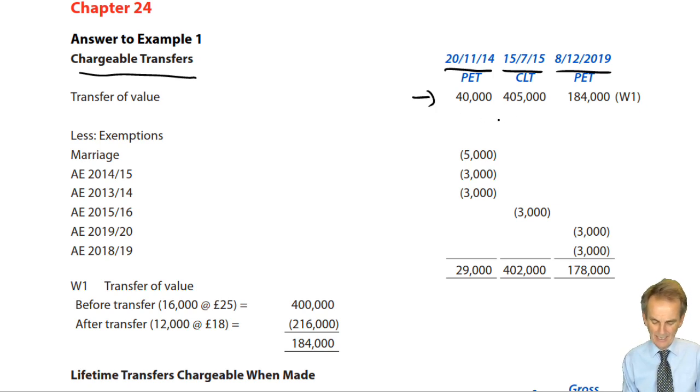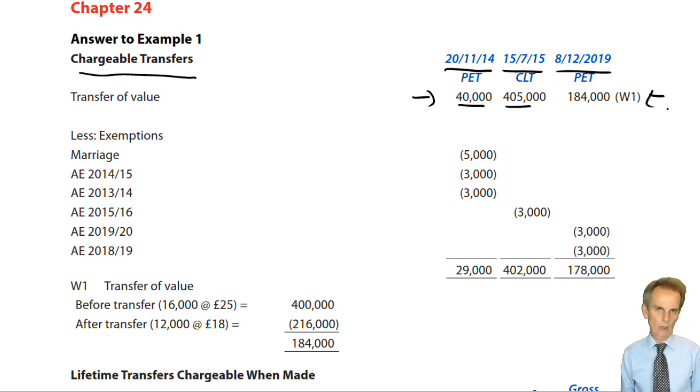Those, of course, in the case of the PET on November 14 and the CLT July 15, are cash figures given directly within the question. This one, of course, the PET for December 19, we had to work out for ourselves.